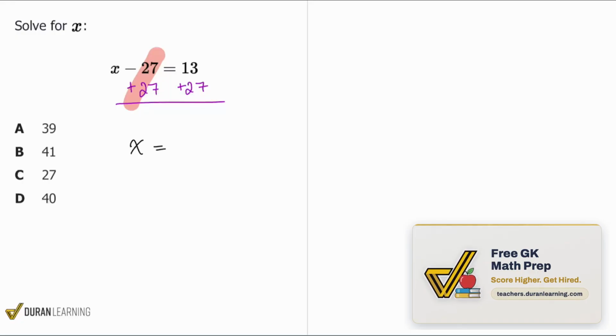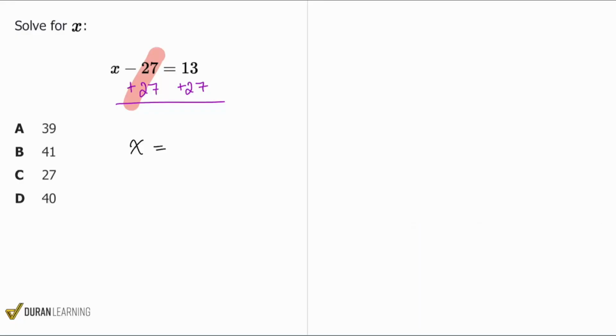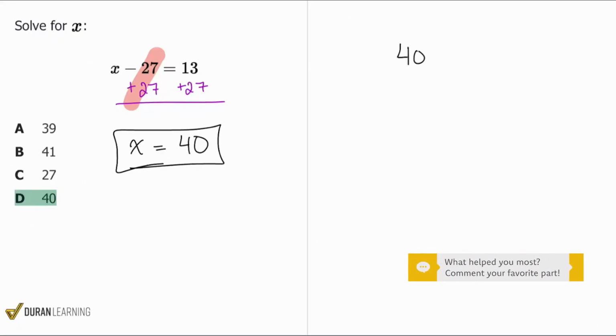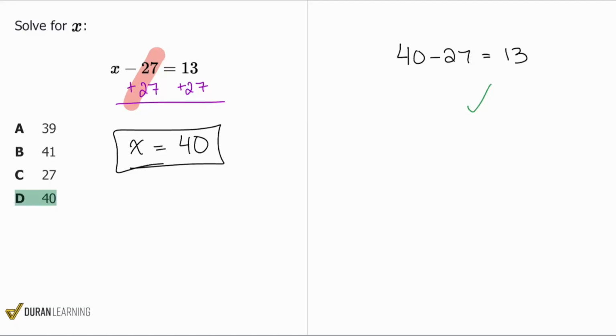13 plus 27. We can simply do 10 plus 20, which is 30. And then 3 plus 7 is another 10. So that would end up being 40. But there we go. Answer here is answer choice D, 40. And we can check our work by doing 40, swapping in the x, minus 27. And that indeed does equal 13. So we're all good, all correct, and we're good to move on.